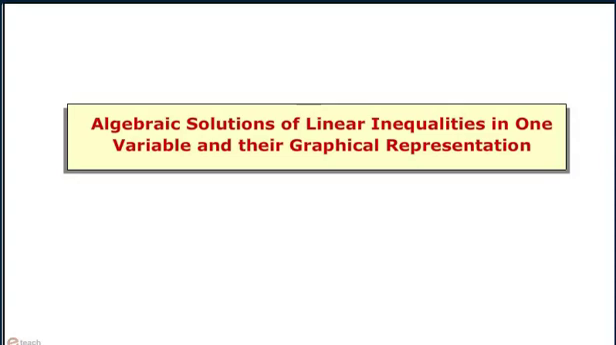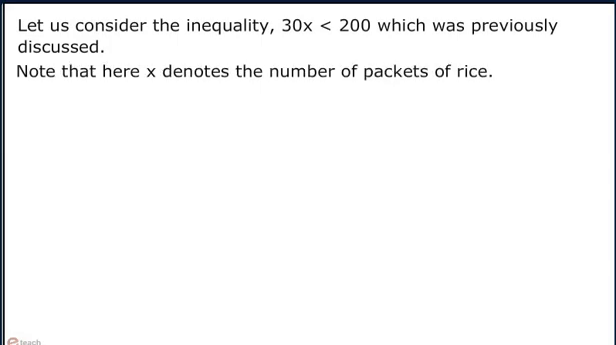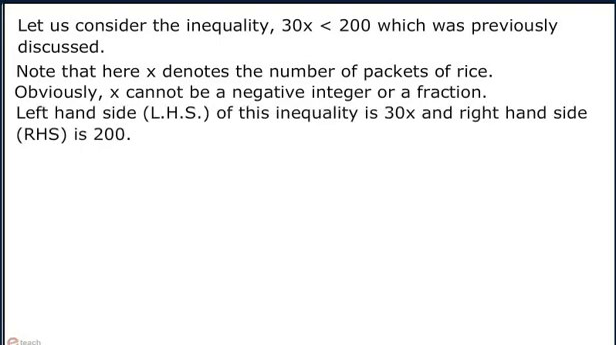...in one variable and their graphical representation. Let us consider the inequality 30x is less than 200, which was previously discussed as well. Note that here x denotes the number of packets of rice. Obviously, x cannot be a negative integer or a fraction. The left hand side of this inequality is 30x and the right hand side is 200.